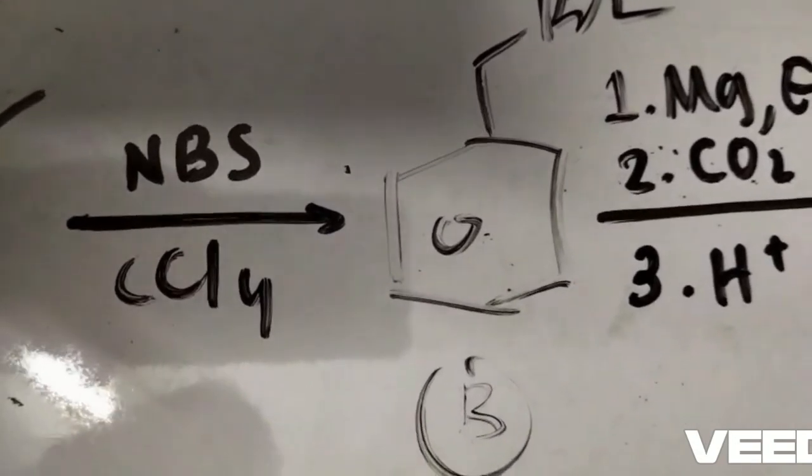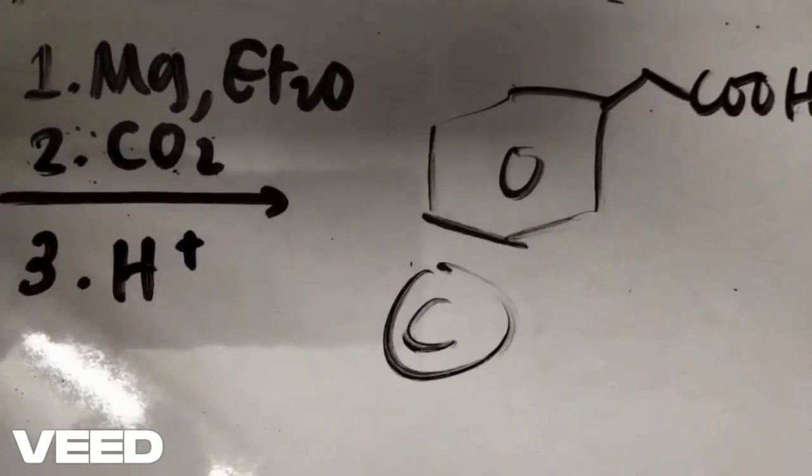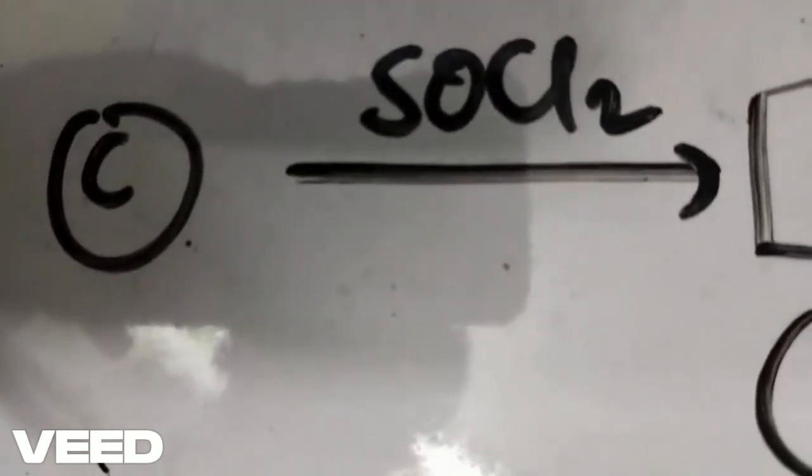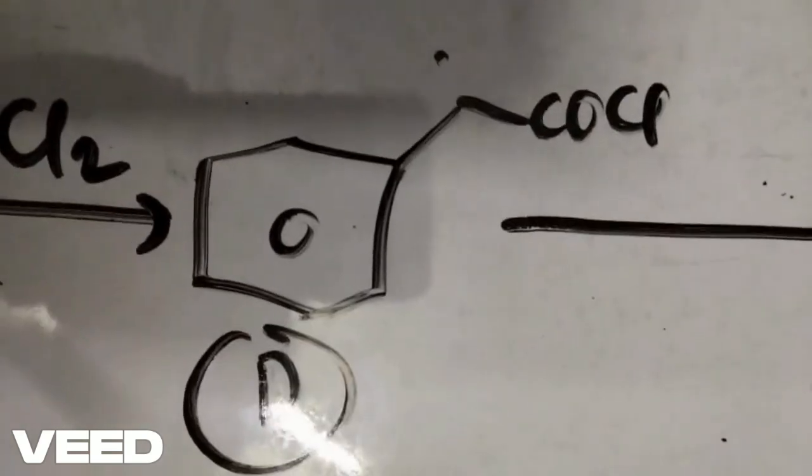Now this benzyl bromide is reacted with magnesium in an ether medium, which forms a Grignard reagent, which attacks CO2, and followed by acidification it forms a carboxylic acid. So we have a compound C. Now this carboxylic acid in the third step is reacted with SOCl2, which is another common reagent used for chlorination of acids, and therefore it produces the COCl group.